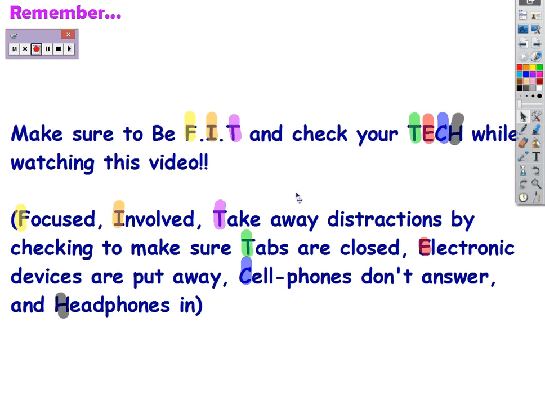Today you're going to be watching a quick video to review some properties to help you do the parent functions.